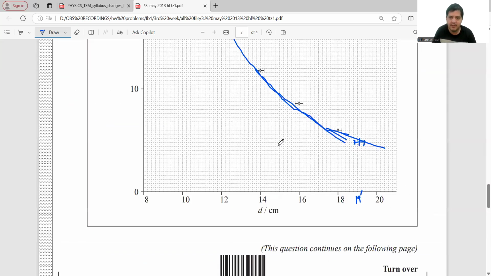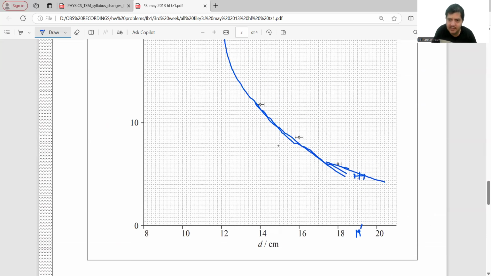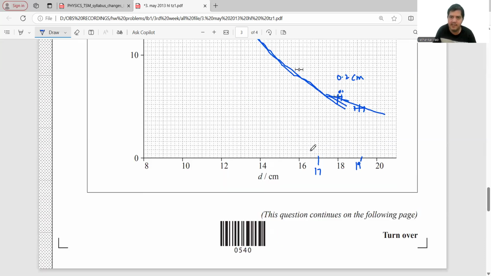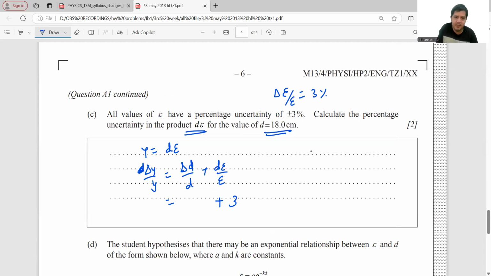Go back to the graph. 18 centimeter is at this point, so it is covering only 1 unit over here. So this is 14, this is 16, then 17, 18. Every unit here is only 0.2 centimeter. This horizontal bar from the mean position, from here to here, should be 0.2 centimeter, which means delta D is 0.2 centimeter. So delta D is 0.2 centimeter divided by the value of D, which is 18 centimeter. So 0.2 divided by 18 is 0.1 by 9, plus 3%.